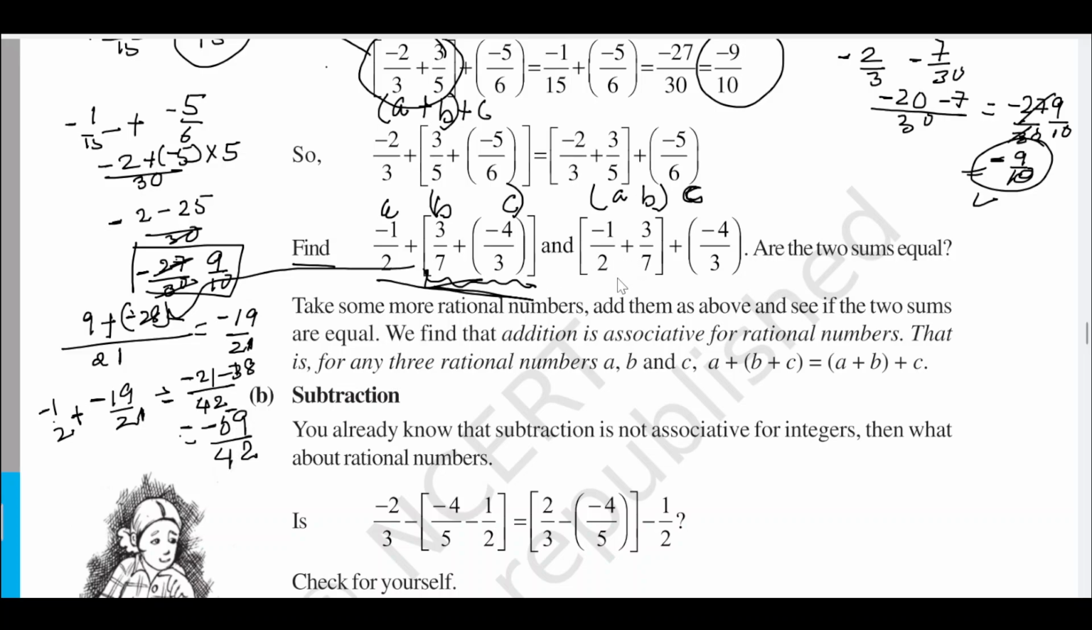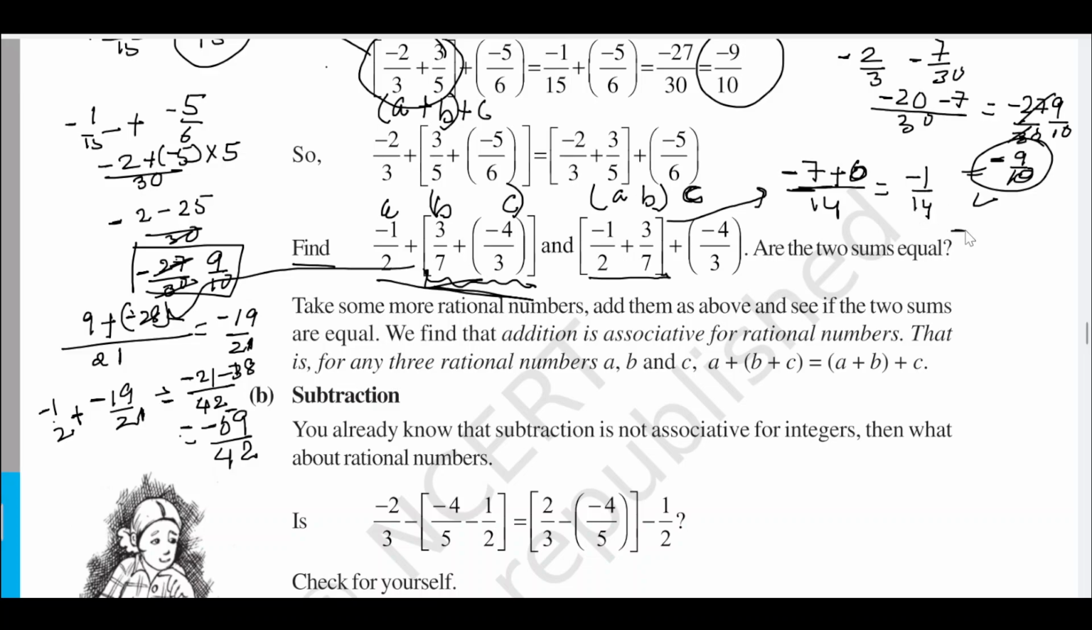Now we will check RHS side. So first we will solve this thing under the bracket. That is, LCM is going to be 14. So it is going to be minus 7. This is going to be 7 two times, so 6. So it's going to be minus 1 by 14.